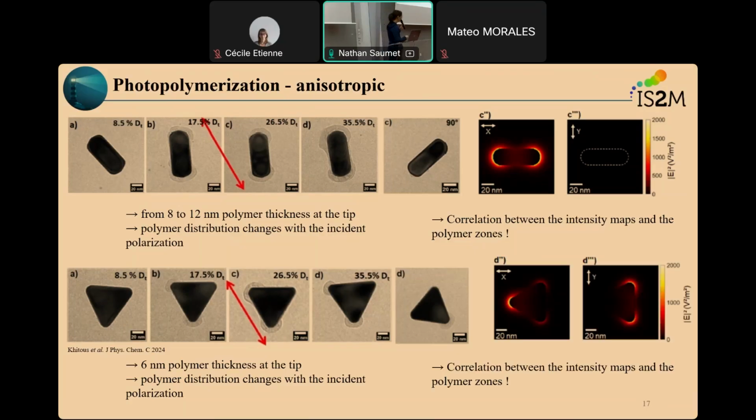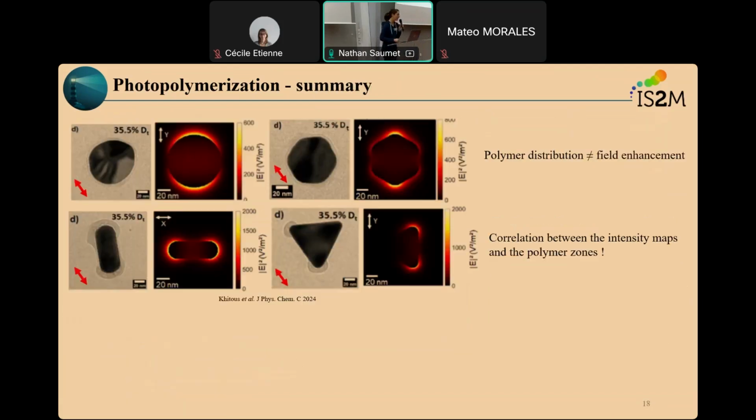So in the field map, we observed here a strong field enhancement at the tip of the triangle for this polarization direction, which corresponds to these experiments. Here the field is along here, so we have the two lobes of a field, and we observe them here. So here again, you have a correlation between the simulation and the experiments. So why was it not working here, but it's working here?